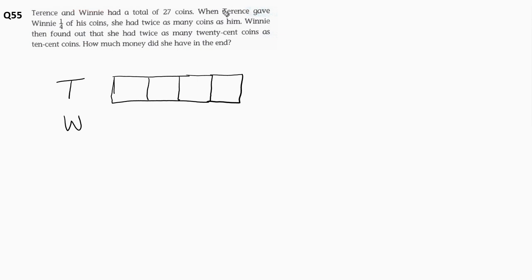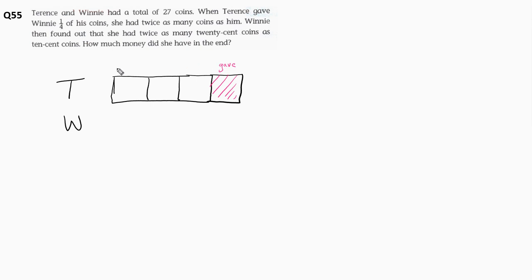Now we're told that when Terence gave Winnie a quarter of his coins, I'm going to shade in a quarter. So, gave. I'm trying to annotate my model whenever I can. When Terence gave Winnie this quarter of his coins, she had twice as many coins as him.